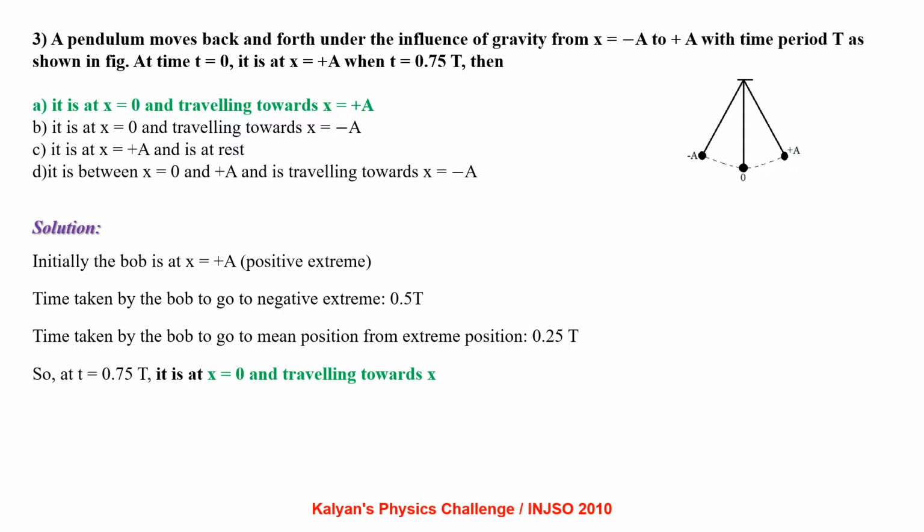When t equals 0.75 T, initially the bob is at x equal to plus a, that is the positive extreme of oscillation. Time taken by the bob to go to the negative extreme will be half of the time period. Time taken by the bob to go back to the mean position is 1/4 of the time period. So at t equal to 0.75 T, it is at x equal to 0 and traveling towards the positive x-axis.